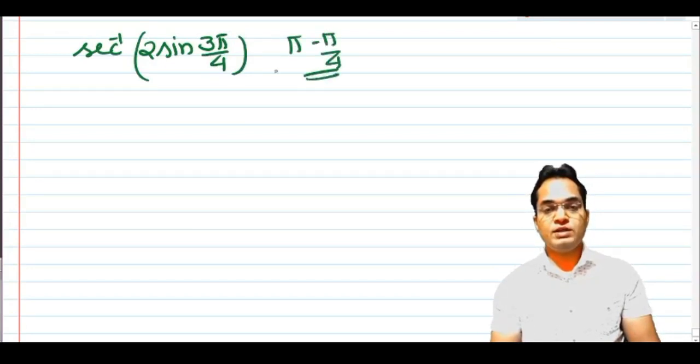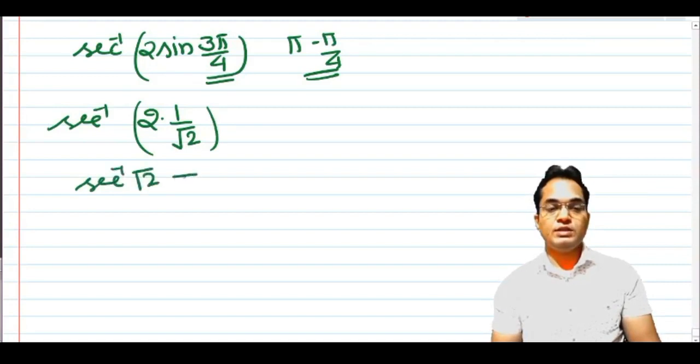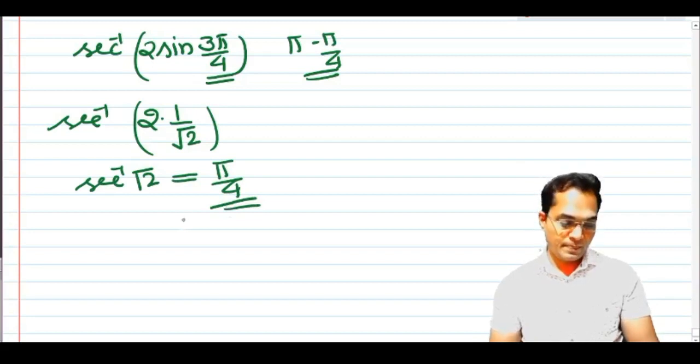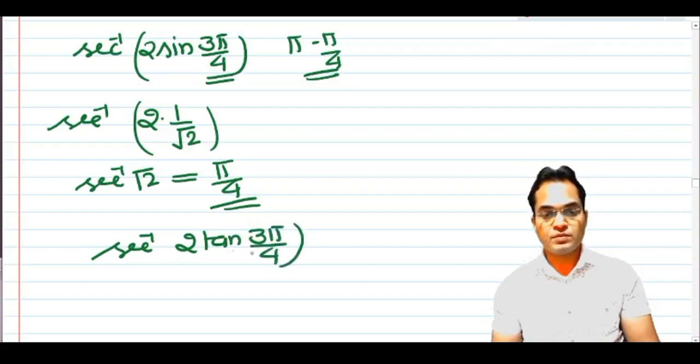Means in the second quadrant sine is positive. The value is sin pi by 4, that is 1 by root 2. Multiplied by 2, means root 2. This implies the value of sec inverse simplifies to sec inverse root 2, and sec inverse root 2 is pi by 4. This is your answer.